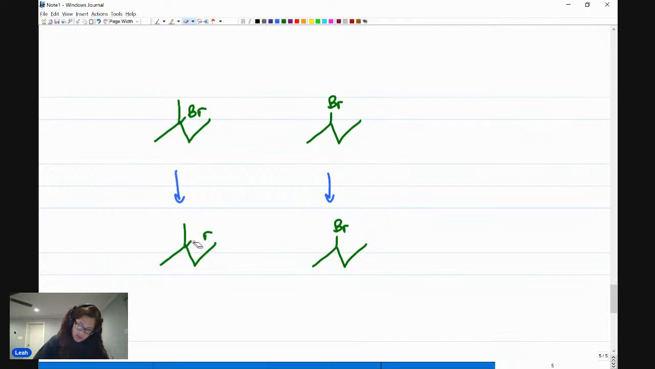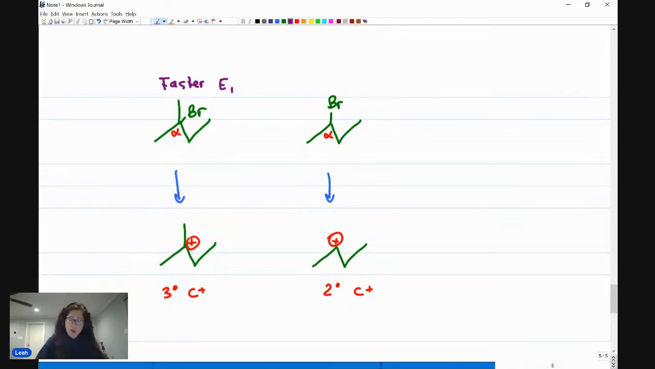I get the intermediate when I lose a leaving group to give me a carbocation at the alpha position. So that's my alpha carbon. That's my carbocation. Notice that here I have a tertiary carbocation. Here I have a secondary carbocation. And as we saw in the SN1, SN2 session, the more substituted the carbocation, the more stable it is. And that means this one here will be faster to do an E1 reaction because the carbocation intermediate is so much more stable.